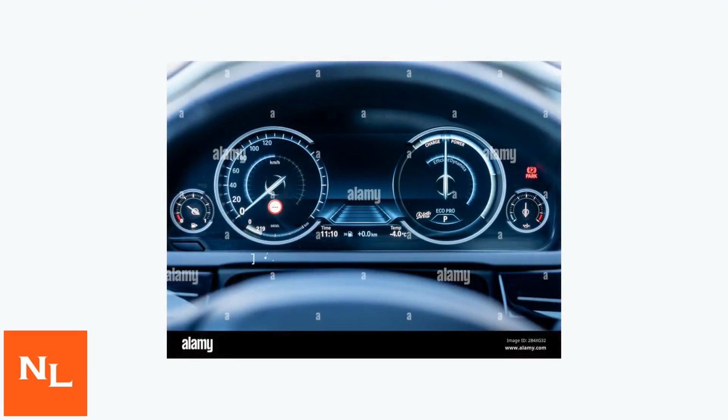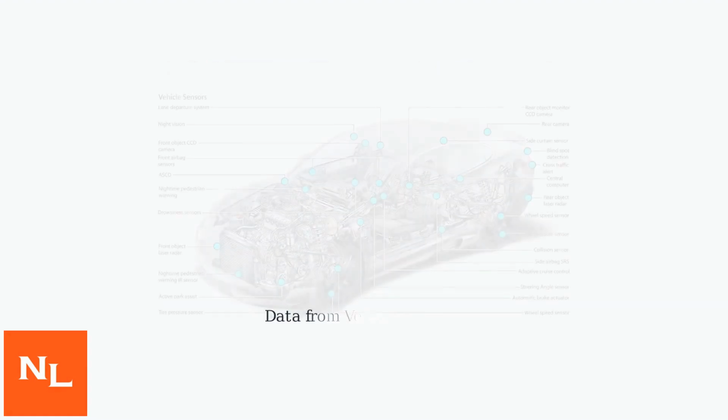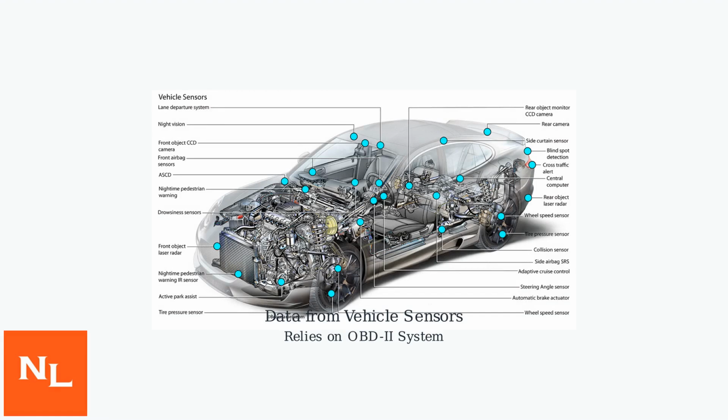The Trip A and B displays show several key metrics: distance traveled in miles or kilometers, average fuel economy in mpg or liters per 100 kilometers, instant fuel economy, elapsed time, and average speed. These figures are calculated using data from the vehicle's sensors. Keep in mind that this system relies on the original vehicle's onboard diagnostics, or OBD2 system.